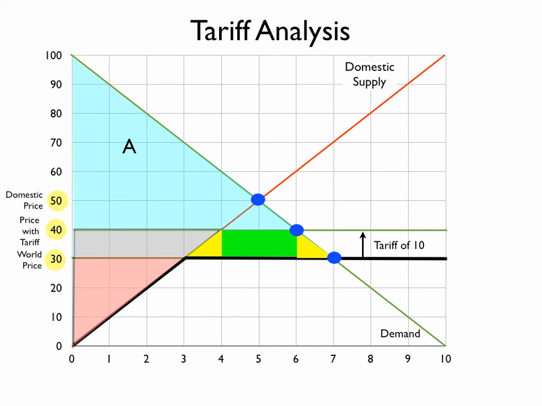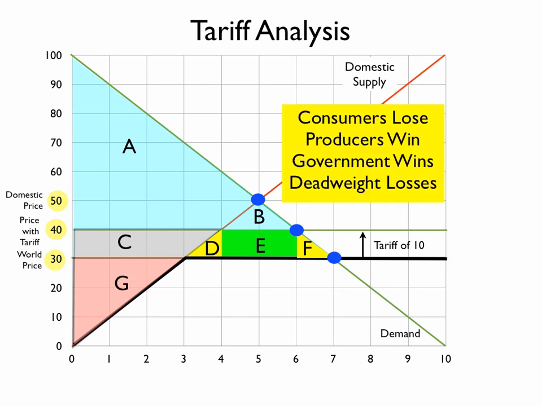So when we label each one of these, this is a little more complicated, so watch this. You have A, and then B, C, D, E, F, and G. In the before situation, the buyers had the whole area of A, B, C, D, E, and F, and the producers only had G. Now, with the new tariff, the buyers just have area A and B, they've lost C to the producers.